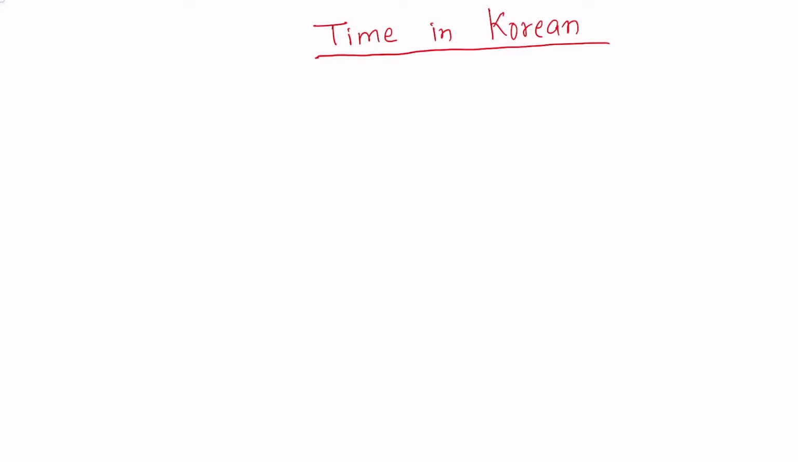배워보겠습니다. So, today we will learn some expressions about time, how to tell time in Korean and how to talk about time in general in Korean language. So let's start with how to say time in Korean. So time is called shigan.